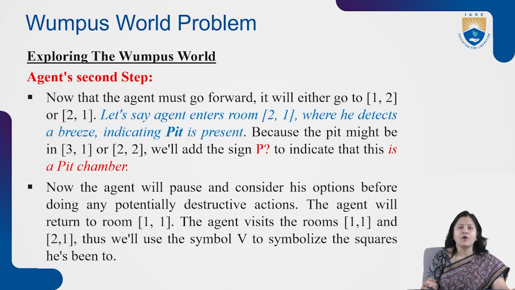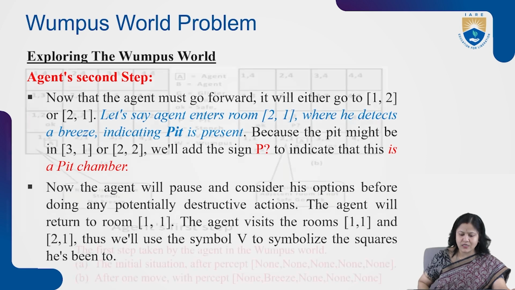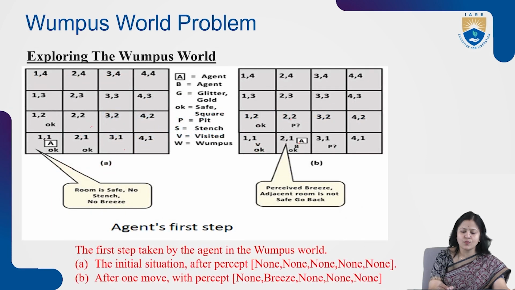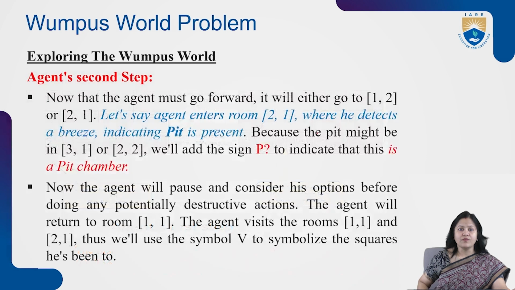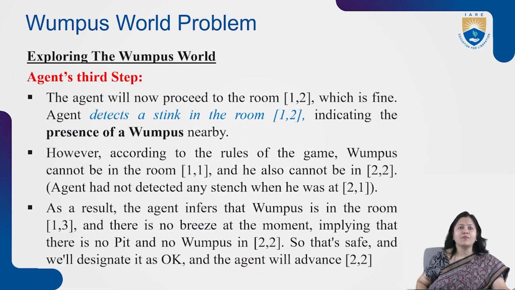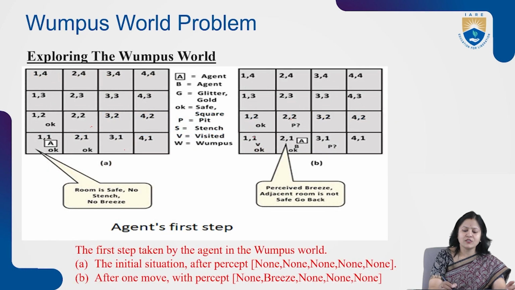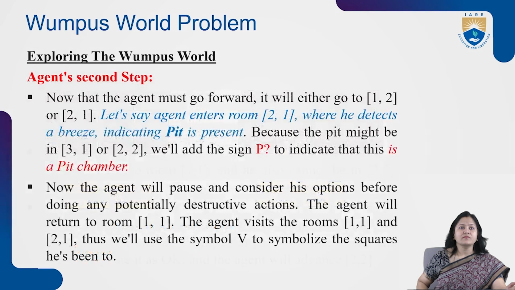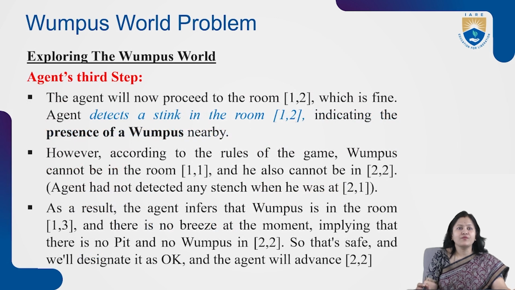Now the agent will pause and consider his options before doing any potentially destructive actions. The agent will return to the room 1-1, and the agent has visited the rooms 1-1 and 2-1. Thus we will use the symbol V, because these rooms are already visited. This room is visited, this room is visited. We can write the symbol V on both the squares. Then at the third step, the agent will now proceed to the room 1-2, meaning in the upward direction, which is very fine for the agent.